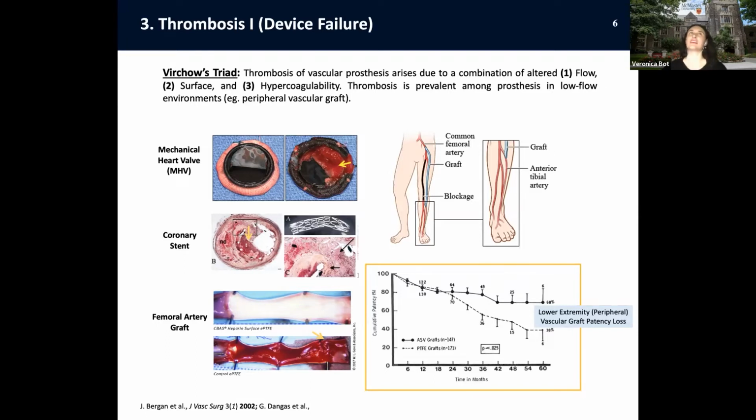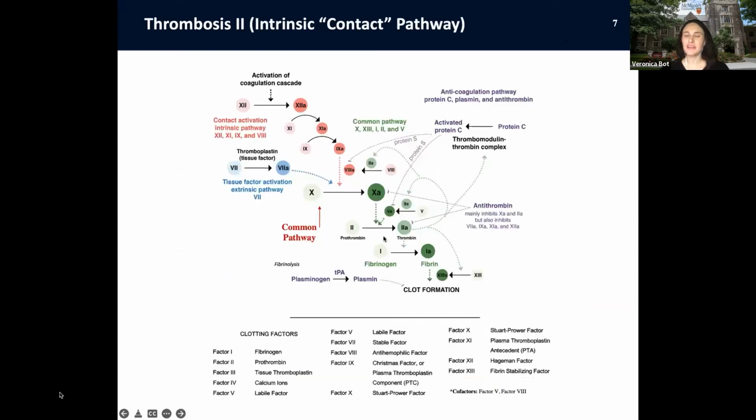So that was the focal application in my research, looking at PTFE as a material of interest and looking at this low flow condition as our flow variable of interest. So in terms of the first pillar of Virchow's triad, I'm not sure how much background you have on this, so I thought I'd provide this diagram. The presence of altered surface, like I mentioned, could mean a foreign material like a metal stent. It could mean PTFE. It could also mean a disrupted blood vessel.